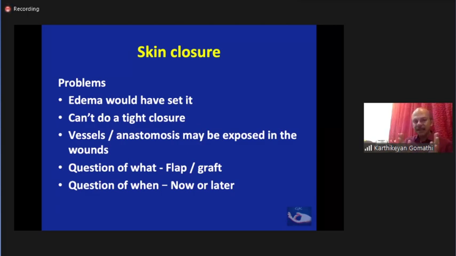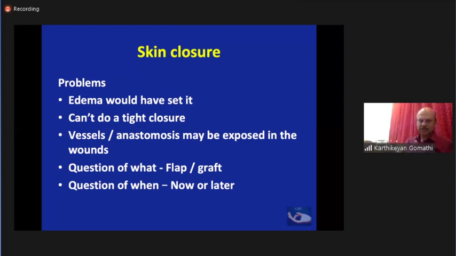Once the edema sets in, it is difficult to close it because it becomes tight. When it becomes a tight closure, the veins that are just under the skin will get compressed, and that will compromise your result. So you cannot do that. And the vessels or the anastomotic site may be exposed in the wounds. That is the next problem.